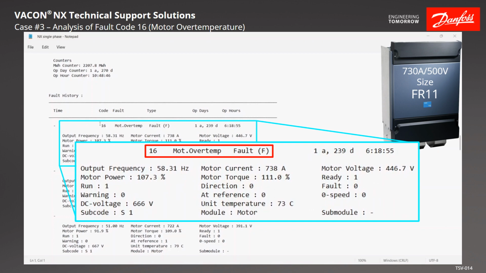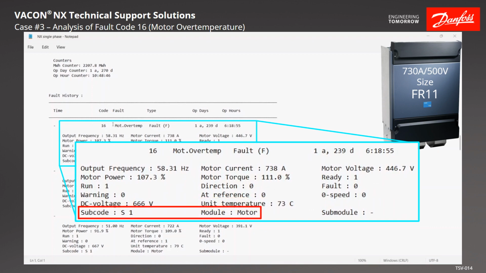So we pulled the service info file from the drive, and looking at the fault history, at the output frequency, 58.31, we're close to that 60 hertz. Motor current 738 amps, 446 volts. We're at 107% power and 111% torque. DC bus voltage is at 666 volts. Temperature is 73°C, so we're getting pretty warm. Subcode S1 is just a normal, calculated motor over temperature trip.